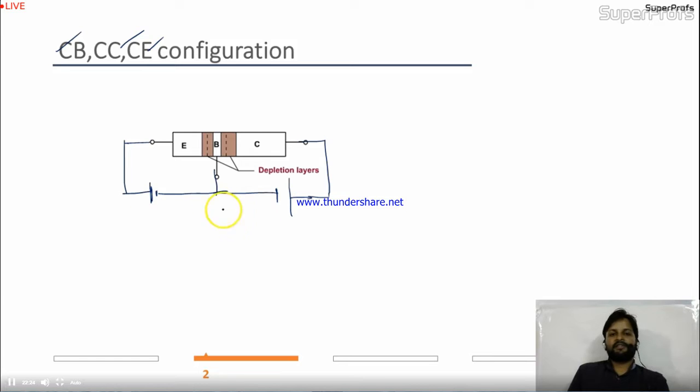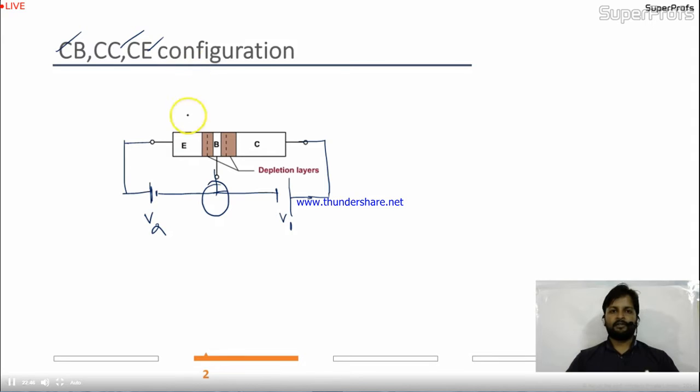So if you observe this carefully, you will find that this base region is common in between them. The base region is common for these two energy sources, V2 and V1. Is it okay? So this is the common base. If you draw it according to this configuration, I'll call it the common base, right? You can see over here.